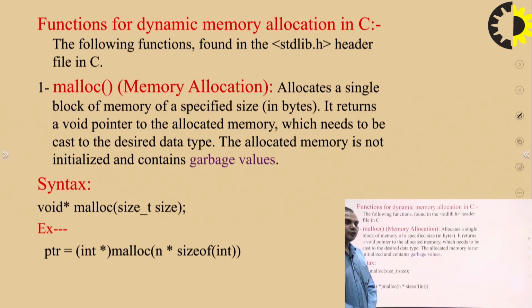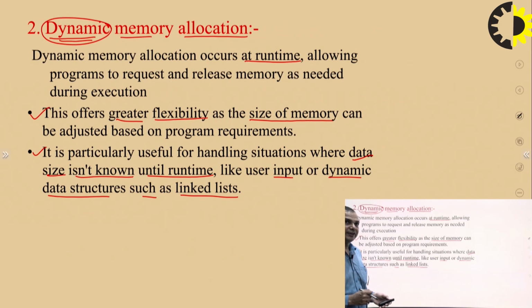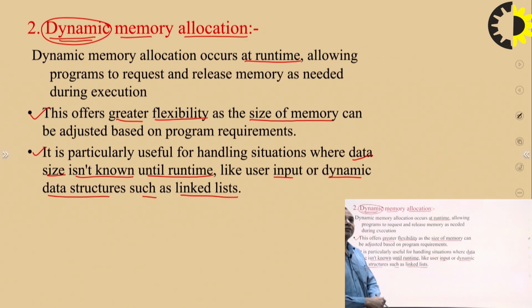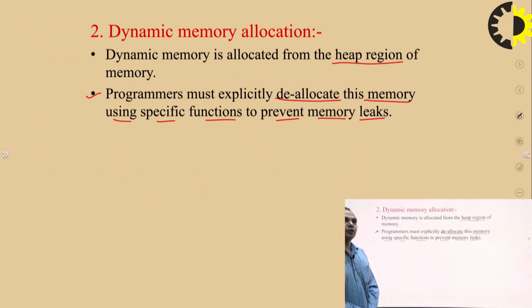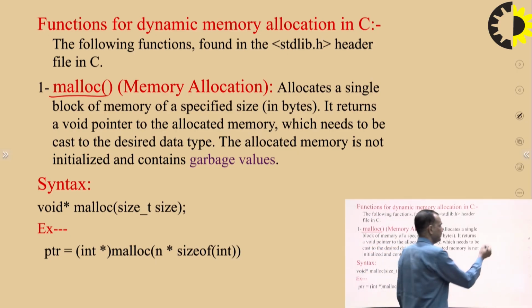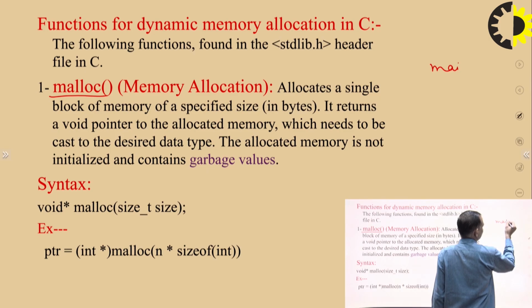Now, as we said, when we are using static memory allocation, it is done with the help of an array. But when we are using dynamic memory allocation, there are 4 functions. The first one is malloc. Firstly, when we declare a variable, suppose we declare a variable a equal to 5 as an integer.